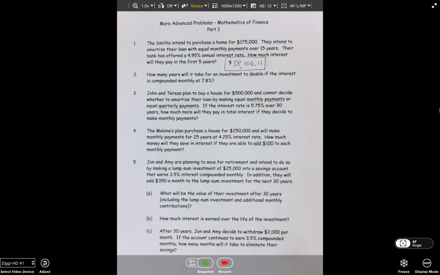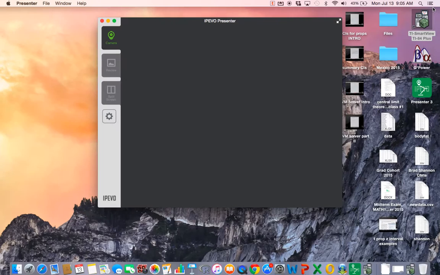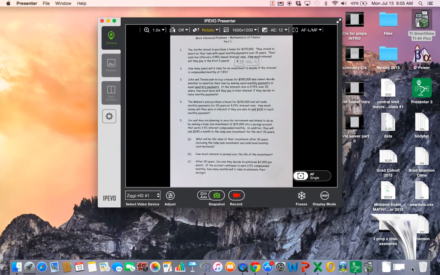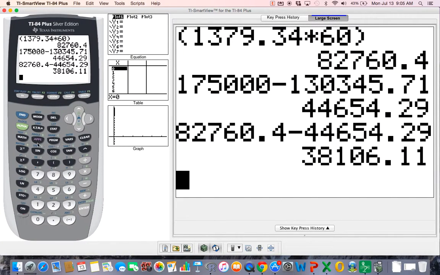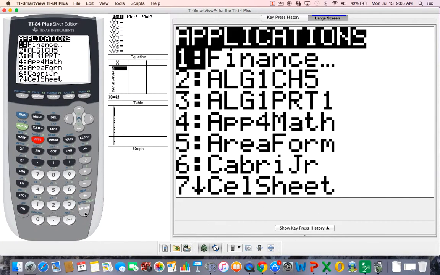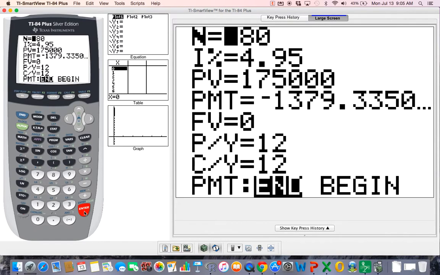All right, number 2 said, how many years will it take for an investment to double if the interest rate is compounded monthly? That's 7.8%. This is a really easy problem if you just use your calculator. If you use TVM Solver, this is a really, really easy problem, okay? So first of all, we wanted to double over how many years. Well, I'm just going to put a placeholder there because that's what I'm going to solve for. My interest rate is 7.8.